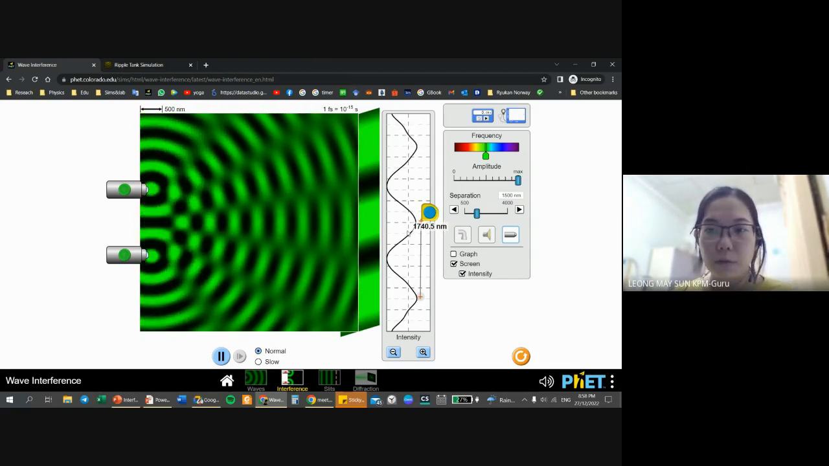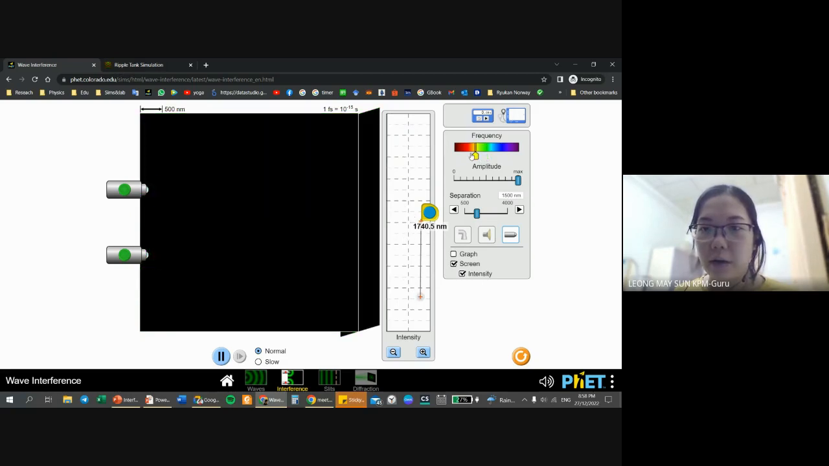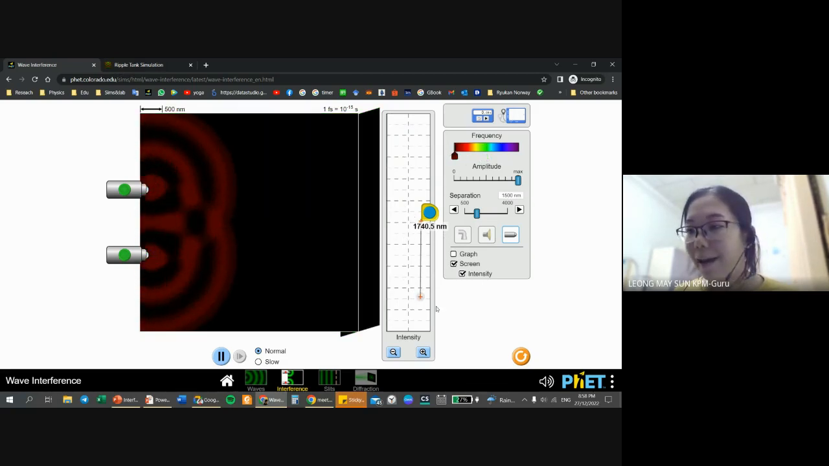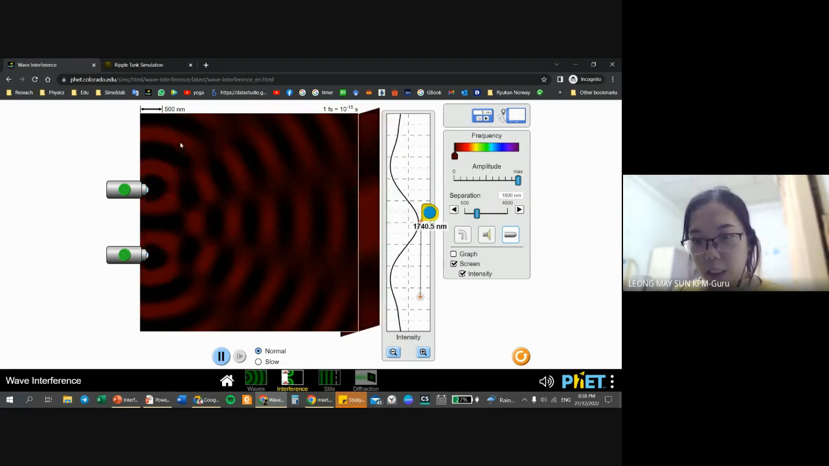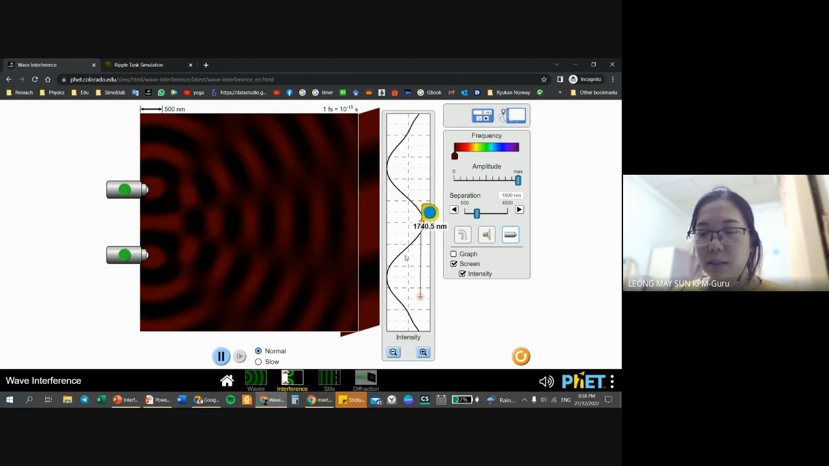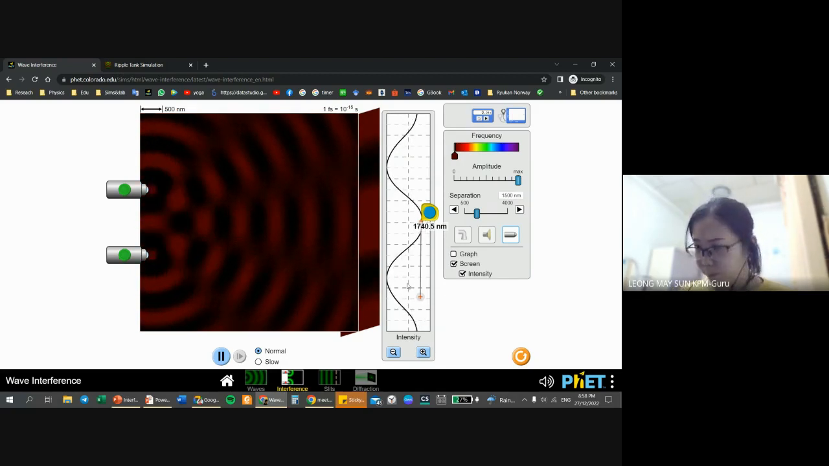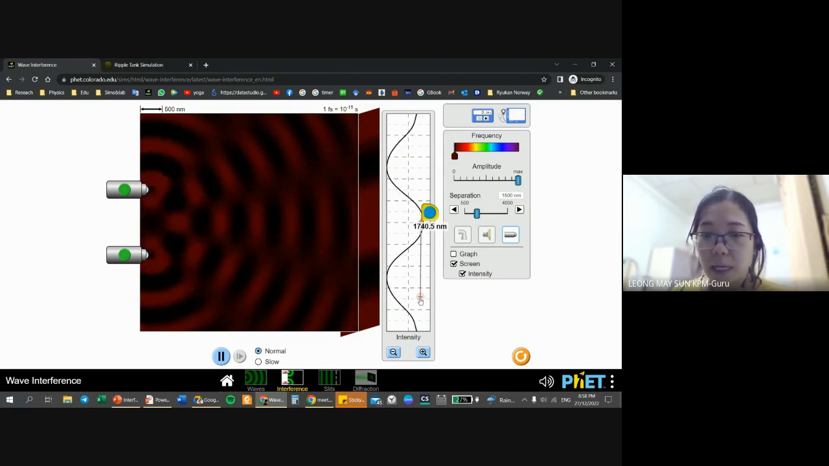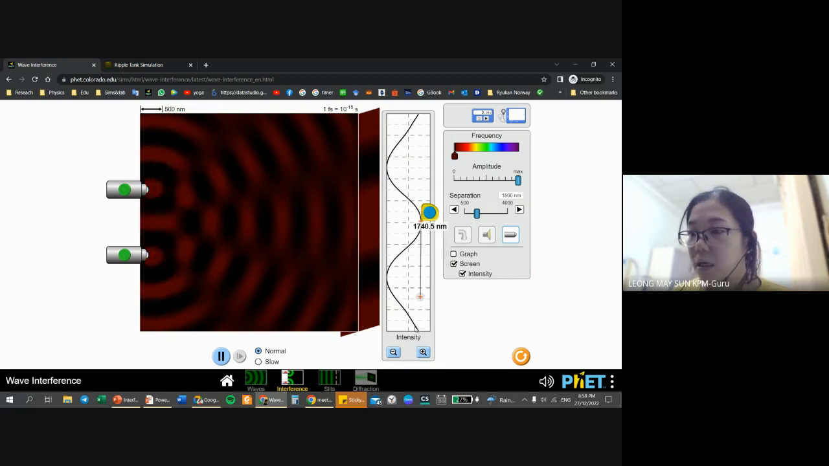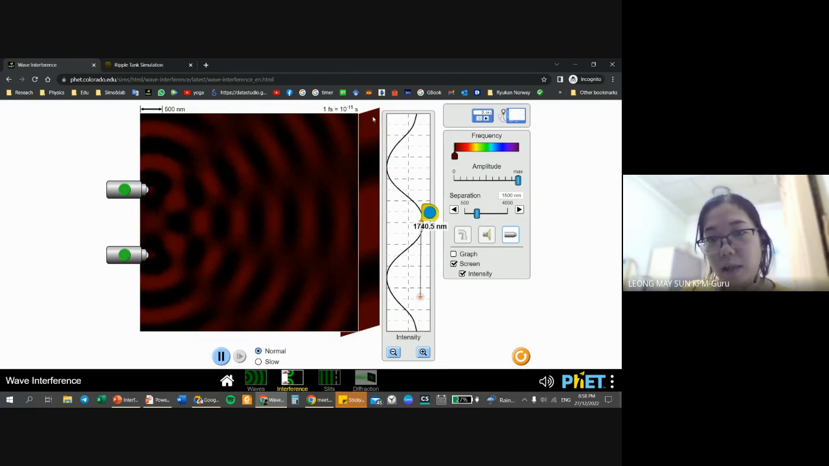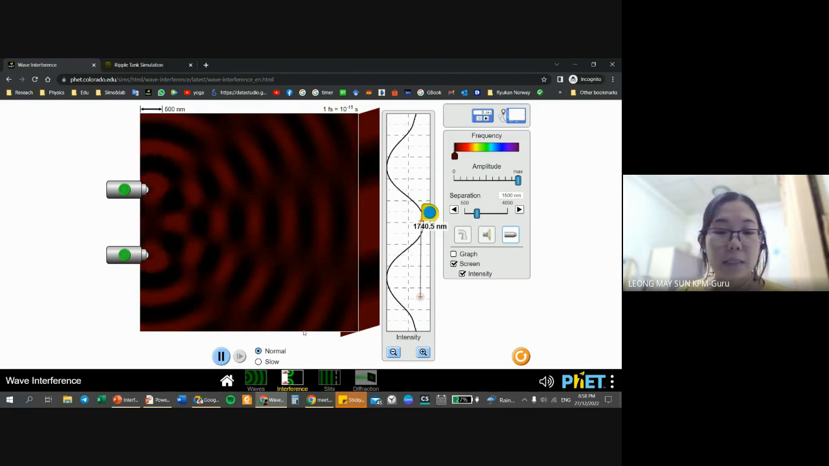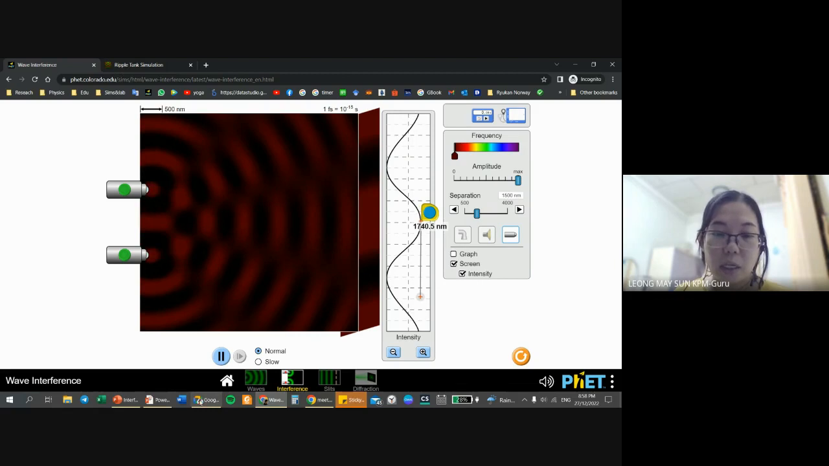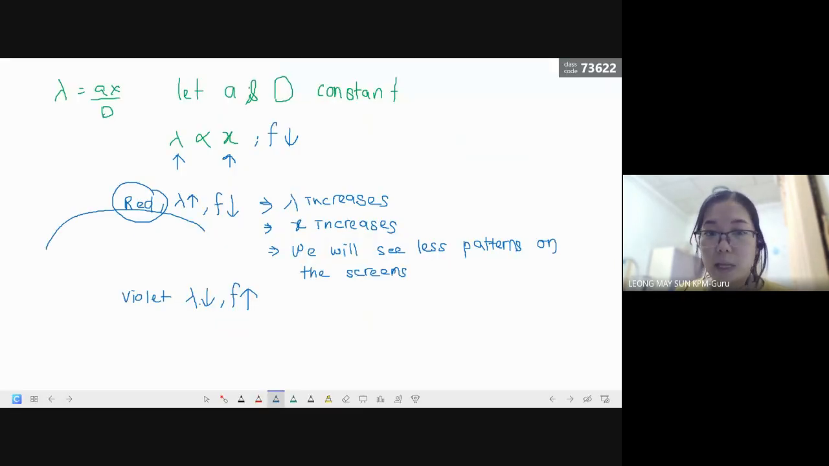I'm going to fix that and change to red color right now. This was my initial x. I have increased the wavelength, and notice that the second constructive, or antinode, line is no longer at this location. It has increased. And when it increased, do you notice that the number of patterns that we observe is less? The number of patterns that we observe is less. So this is in line with what we explained just now.